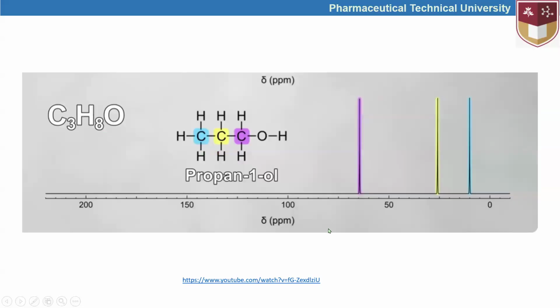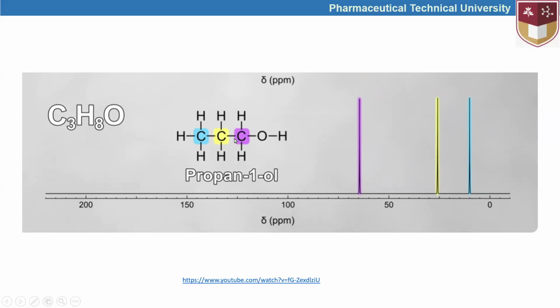Okay, next, if we have this kind of structure, normal propanol, or propan-1-ol, whatever, we might obtain this kind of carbon signals that were obtained in carbon 13 NMR. They are three. Why are they three?